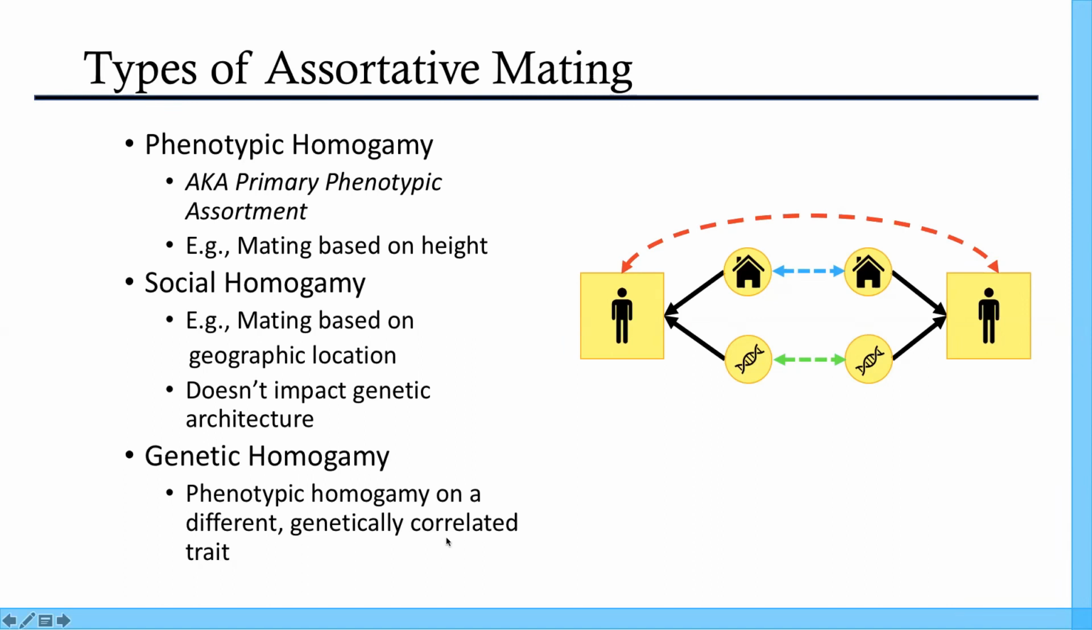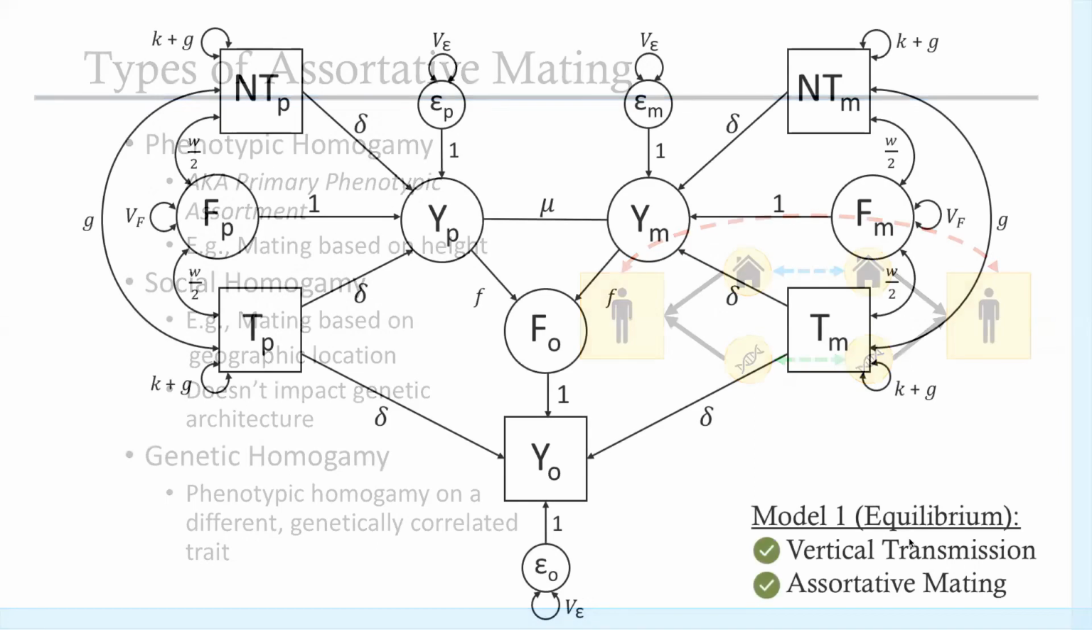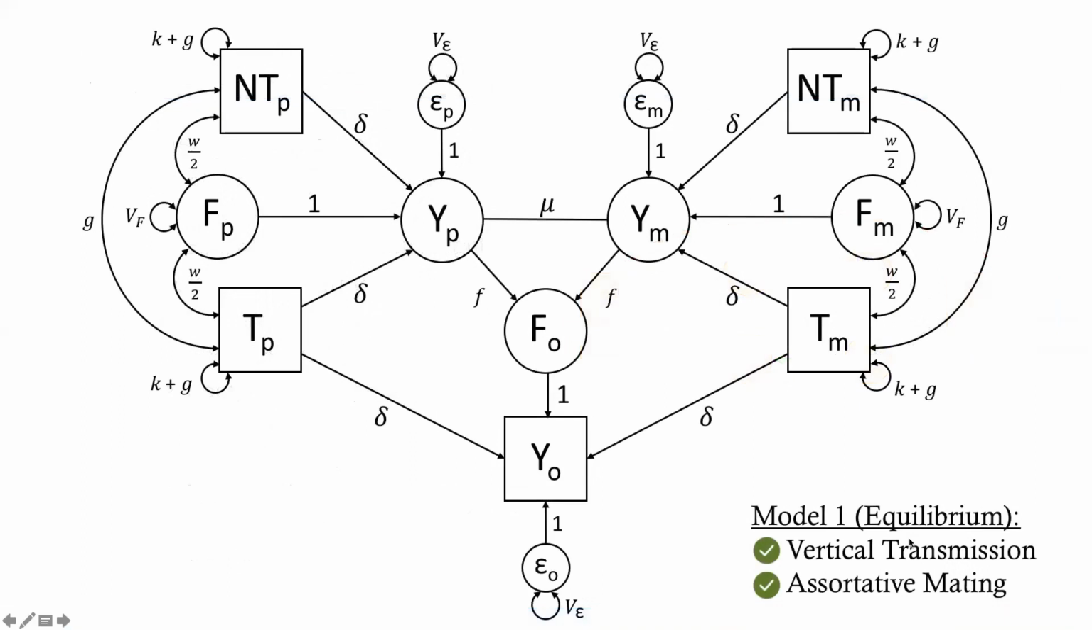So pinpointing the actual cause has different implications, both for potential intervention strategies in the real world, but also for the trait's genetic architecture over time. So it's really important for us to understand why people are assorting on a given trait. And that's something that we can look at using this model, the one that I showed earlier.